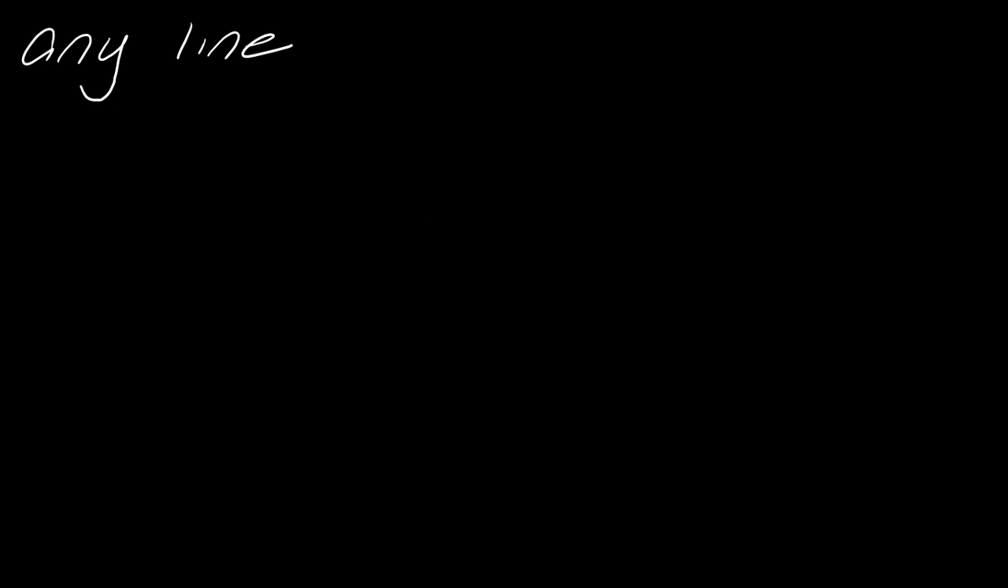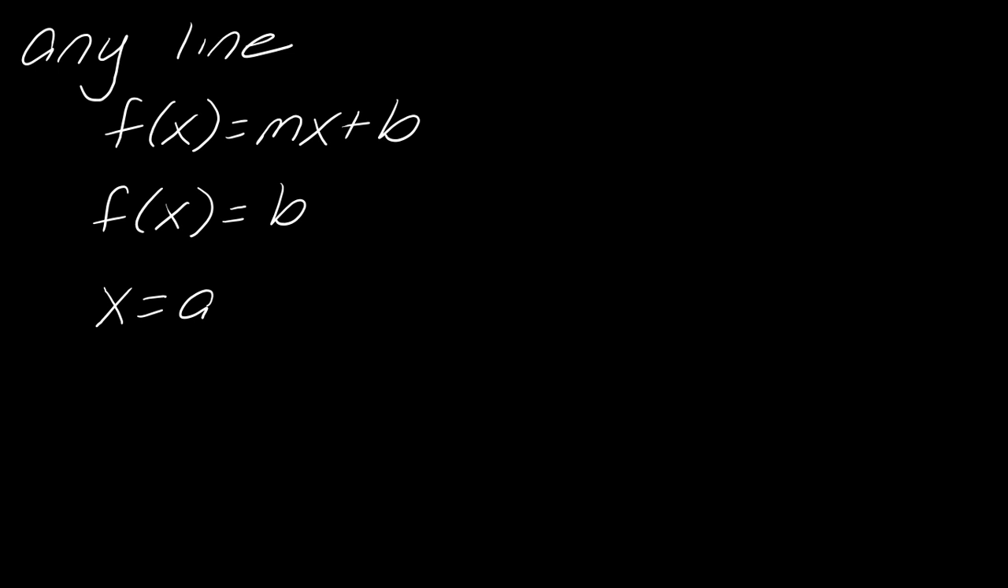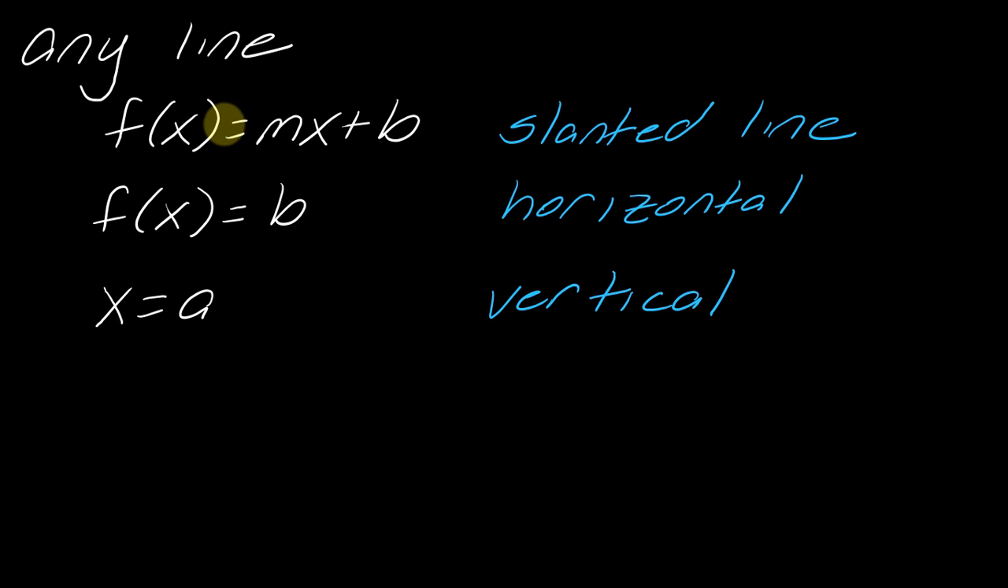Okay. So I just really want to briefly review here. I'm not going to spend too much time on this, but you should know the graph of any line. Any line will have one of three forms. It could be written in the form f of x equals mx plus b. If you have a line that is not in this form, you should be able to manipulate the equation to get it into this form. You could also have a line of the form f of x equals b, where b is just a number, or x equals a. So this will be a slanted line, this will be a horizontal line, and this will be a vertical line.